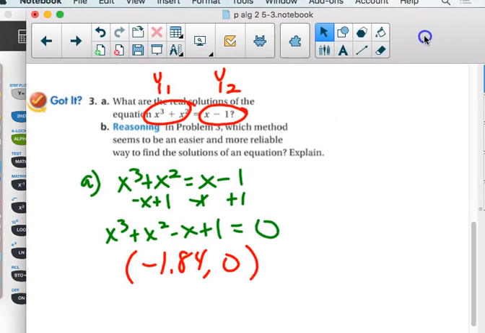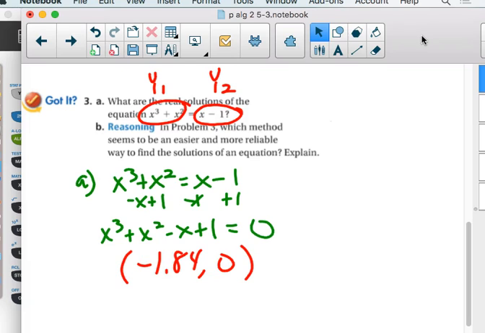So, in problem 3, which method seems to be an easier and more reliable way to find the solutions of an equation, and explain? That's an opinion problem. I mean, whichever one you like to do, do it. How many of you are saying, I'll just stick with second trace because it'll say 0 and that's what it is? Anybody that says, you know what, it was easier to do y sub 1, y sub 2 and see where they hit? It doesn't matter. However you can get it, give them the answer.